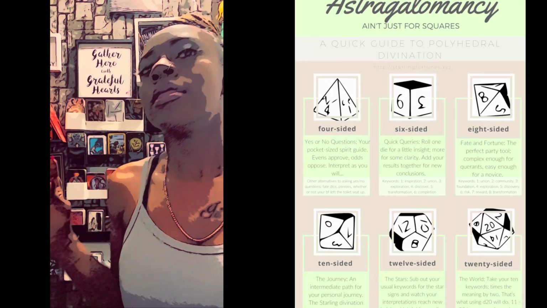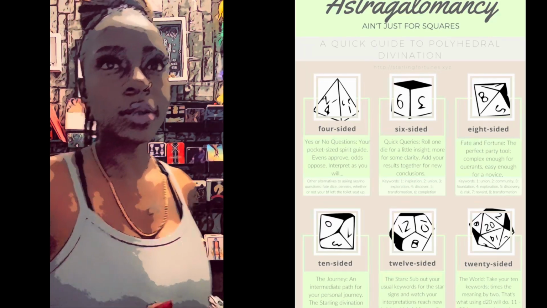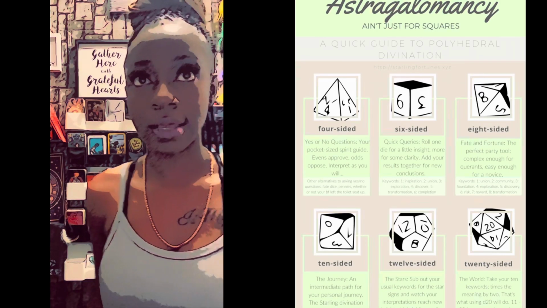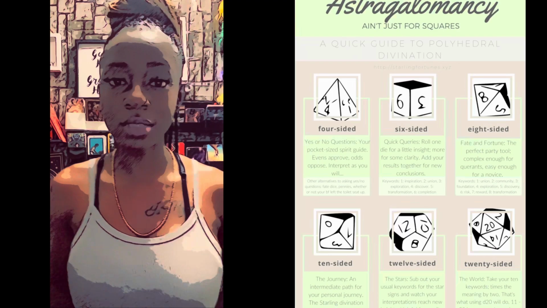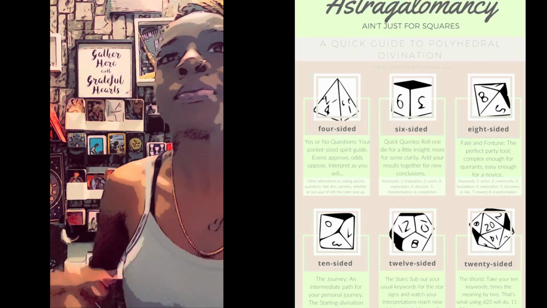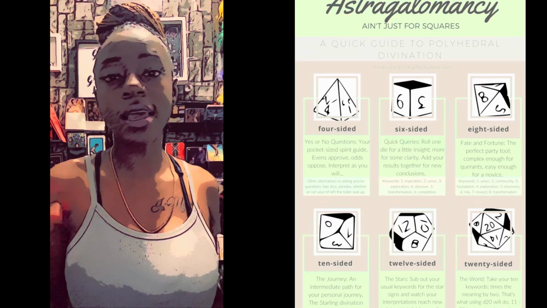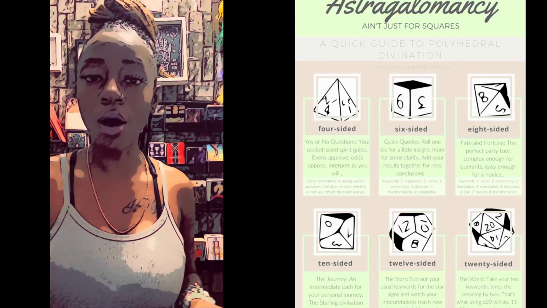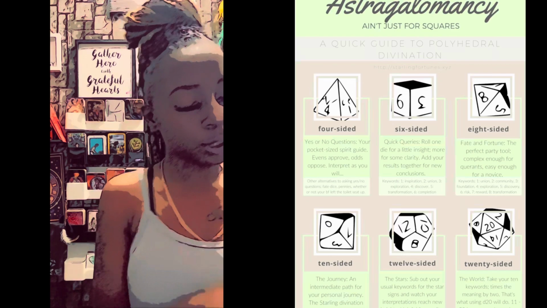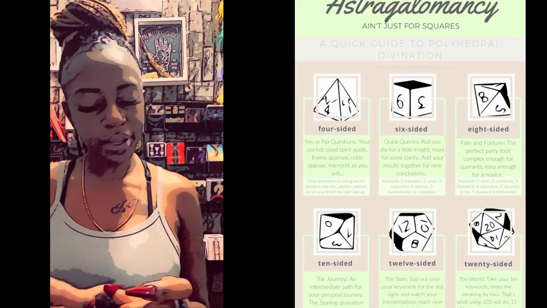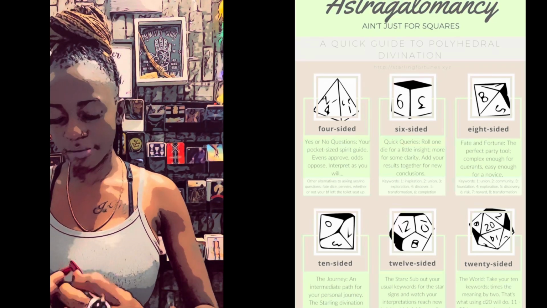Okay, so the one we're going to be talking about first is astrogalomancy. Astrogalomancy uses a special dice with this particular divination system. They actually use the dice and the letters on the dice, reflection, to predict a particular outcome in the future. Kind of like these dice right here, but it's not these particular dice right here, reflection.